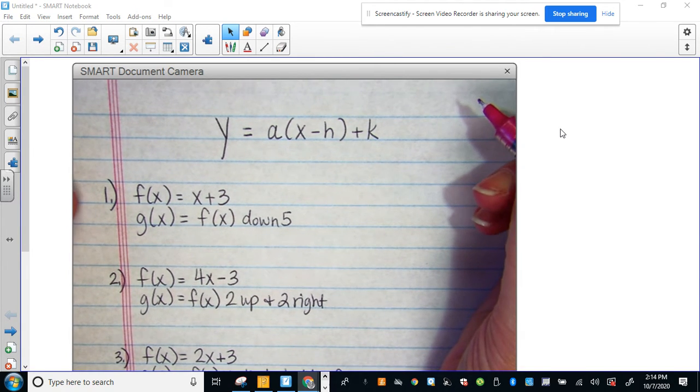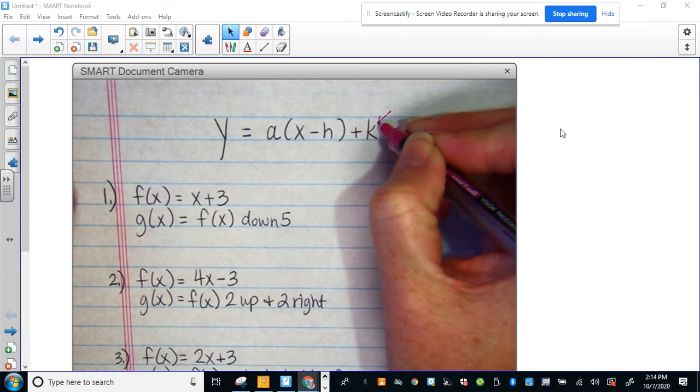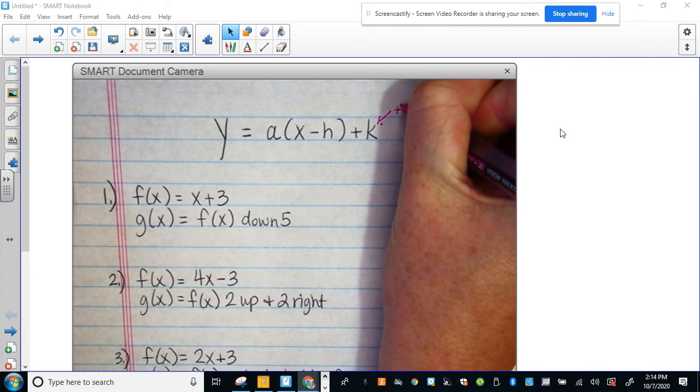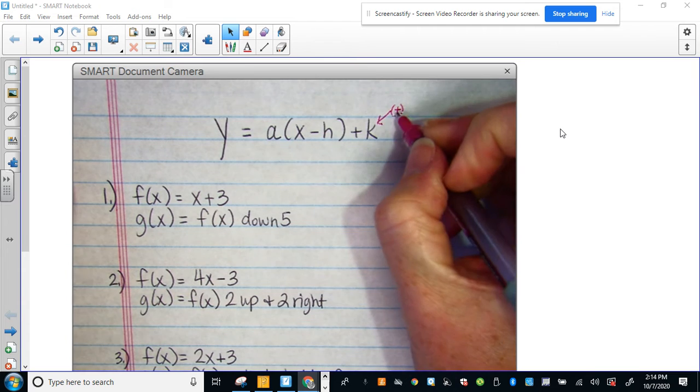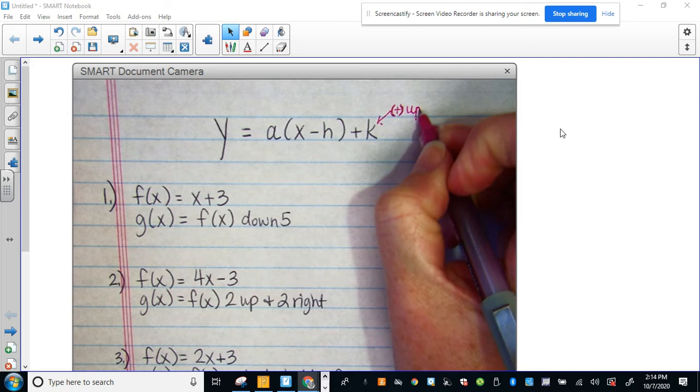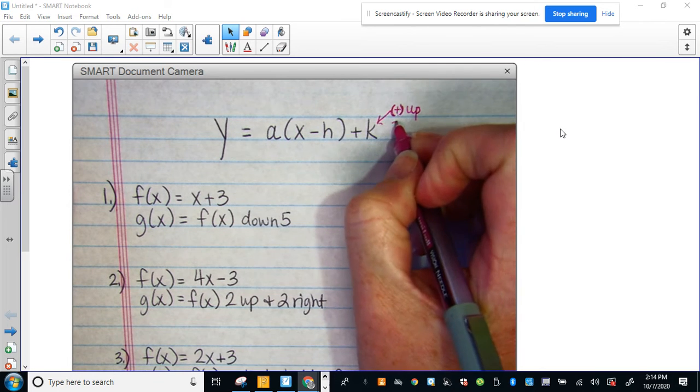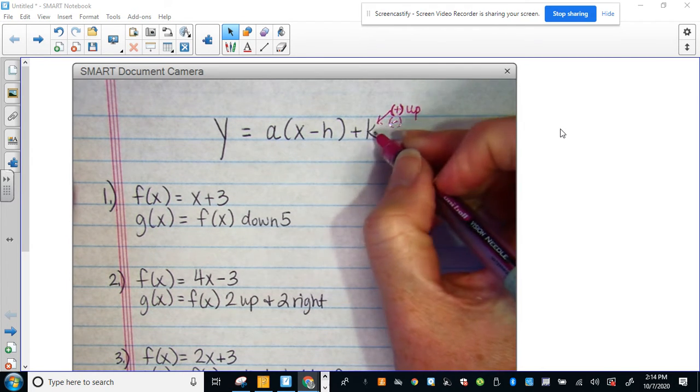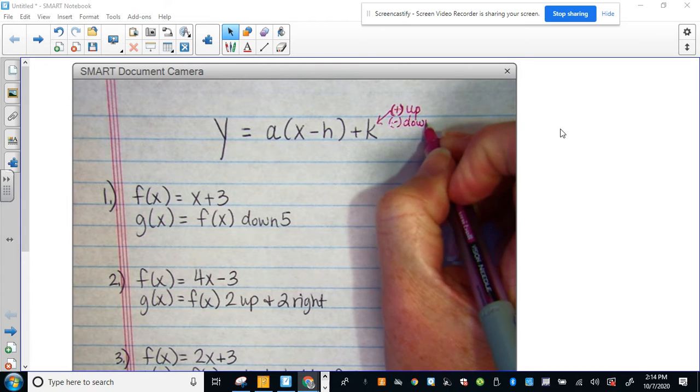So first of all, we're going to look at the K. And if this is a positive or we are adding, then that means that you are going to shift up. And if it's a negative or a minus K, that means you move down.